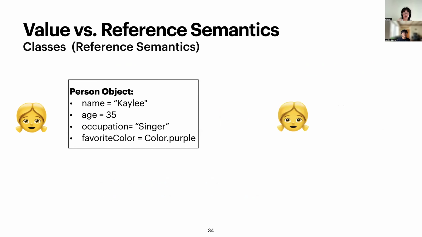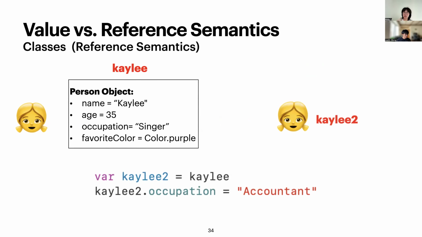Now compare that with the class version. After assignment, both variable names refer to the same underlying object. So even though there are two names in the code, there is still just one actual instance being shared. That's why when one reference updates the occupation, the other one appears to change too.